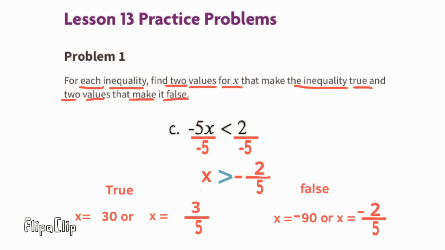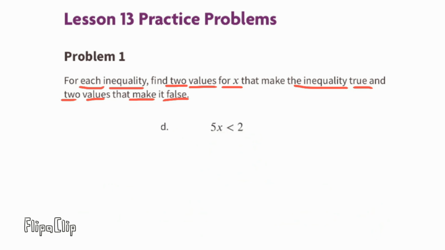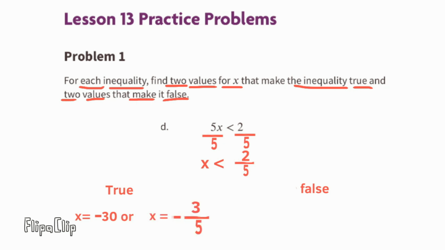D. 5x is less than 2. Divide both sides by 5 and you're left with x is less than 2/5. Values for x that would make this inequality true would be any values that were less than 2/5. For example, the value for x could be negative 30 or the value for x could be negative 3/5. Any value would work as long as it was less than 2/5.